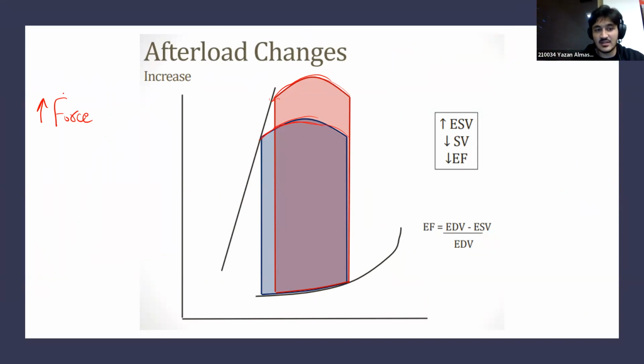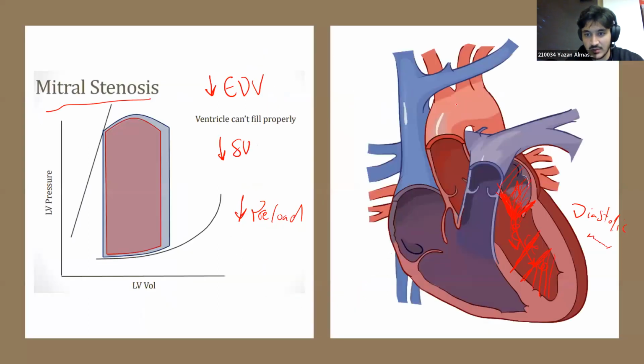That means there is either a valve that's thick, aortic valve stenosis for example, and we have to push against it, or for example the heart is becoming stiff, or whatever it is. So what's going to happen is that we're going to have increased end systolic volume. Why do we have increased end systolic volume? Because the heart is here. Let's go to a heart.